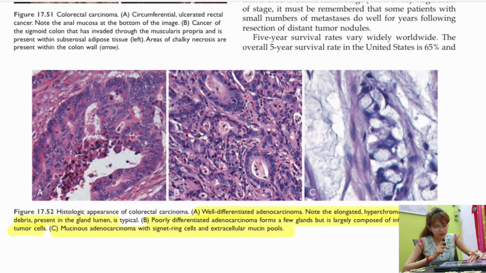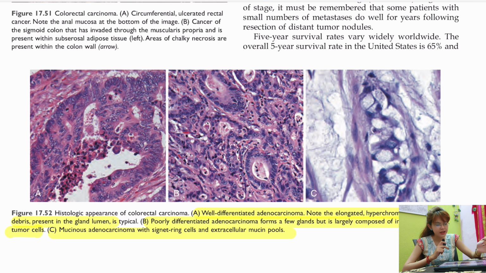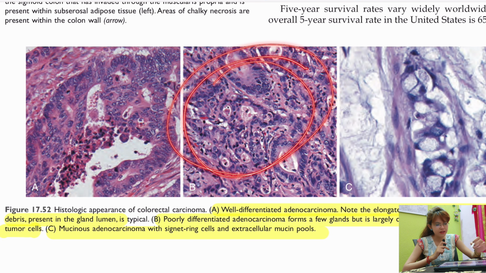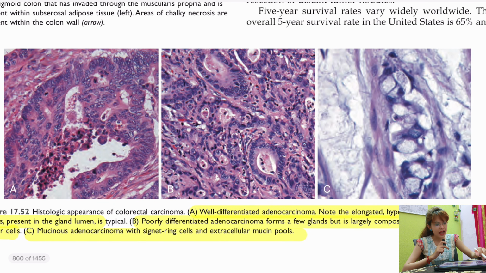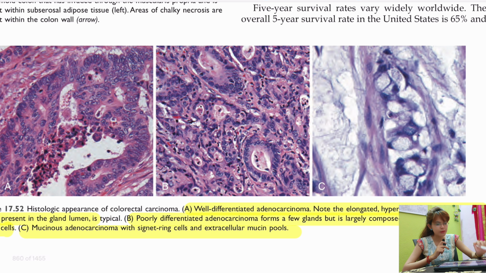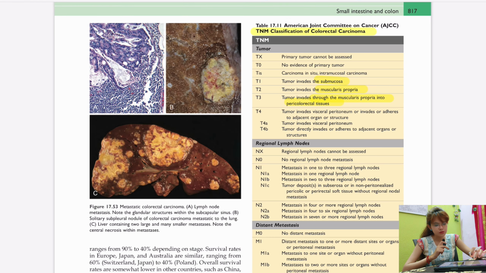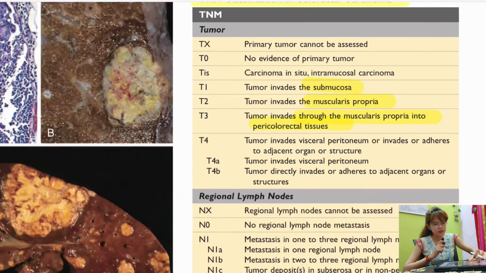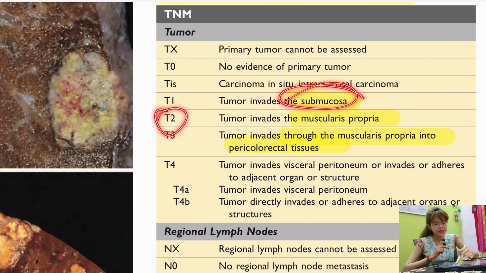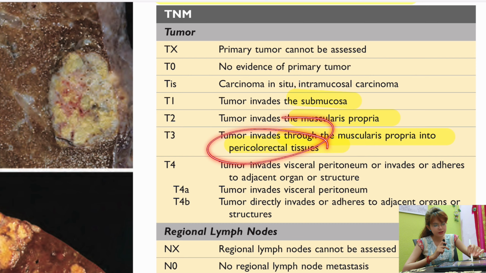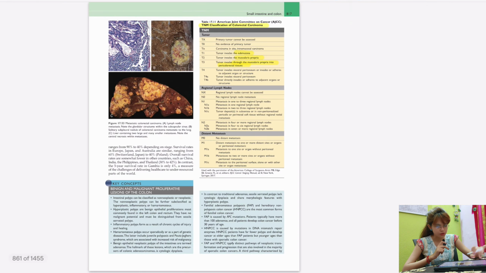Okay, so if I can just show you, this is well differentiated. You can see these elongated hyperchromatic nuclei over here, and necrotic debris are also present. This is the poorly differentiated carcinoma. There are very few glands, as you can see over here, and this is basically the mucinous type of carcinoma, where you can see this signet ring type of cells and these extracellular mucin pools. Okay, now this is also important, this TNM classification. T1 is invading into submucosa, T2 is muscularis propria, T3 is muscularis propria into the pericolorectal tissue, and T4 is invading into the adjacent organs.